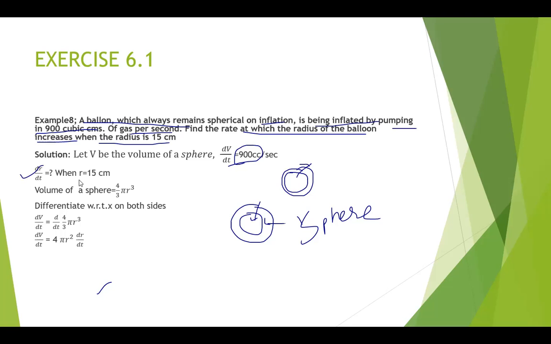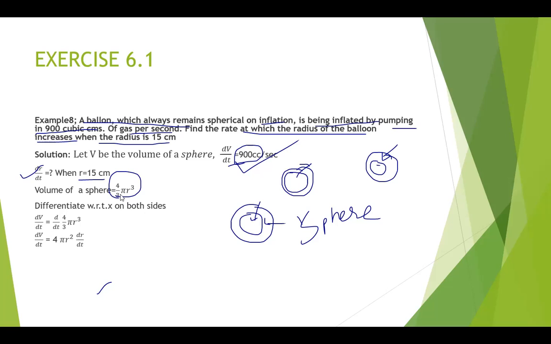When the radius is 15 centimeters, because when the balloon was around 15 centimeters, they started pumping in the gas at the rate of 900 cc per second. They are putting the gas into it, which means dV by dt is 900 cc per second. Now, I consider the formula for volume of a sphere. Volume of a sphere, V is 4 by 3 pi r cube. Differentiate this with respect to t.